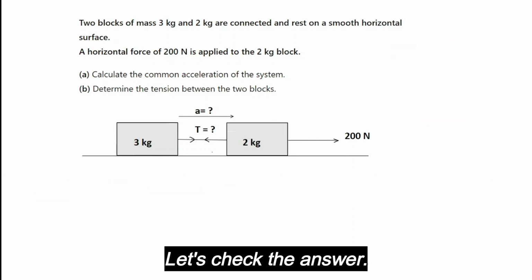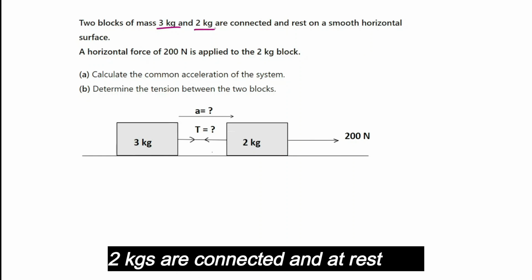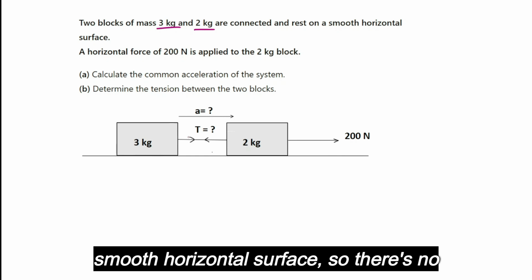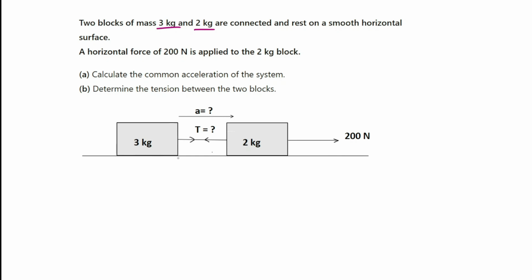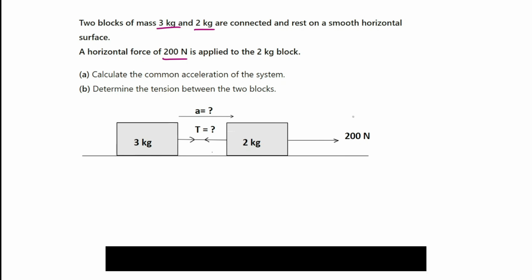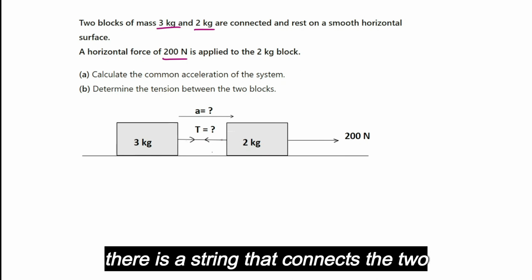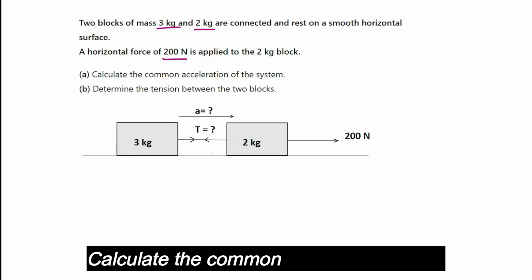Let's check the answer. Two blocks of mass 3 kilograms and 2 kilograms are connected and at rest on a smooth horizontal surface. So there's no friction. A horizontal force of 200 newtons is applied to the 2 kilogram block, and there is a string that connects the two masses. Calculate the common acceleration of the system.